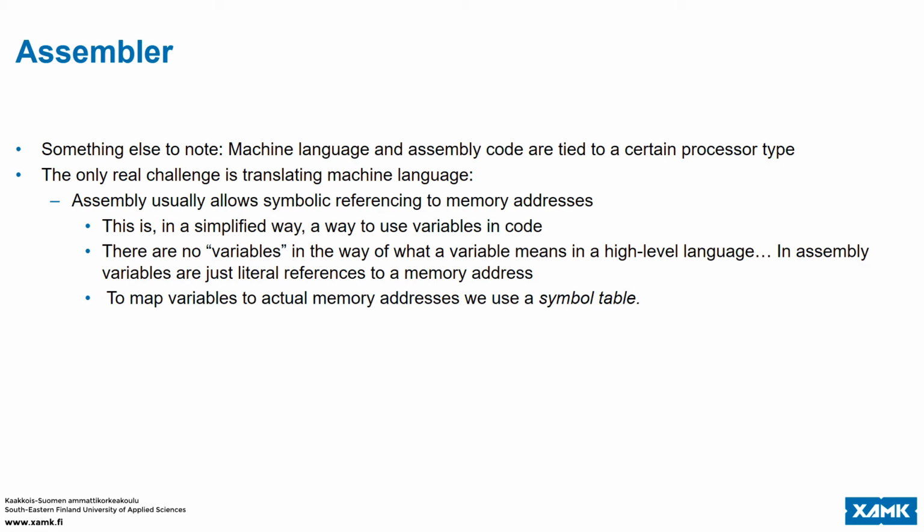So in assembly, you usually have some way of using symbols that reference the memory addresses. These, in more familiar terms, are called variables. There are no variables in the way of what a variable means in a high-level language in assembly or in binary machine code. So variables are just literal references to memory addresses. And again, in order to map these variables to actual memory addresses, the assembler needs to keep track of them using a symbol table.